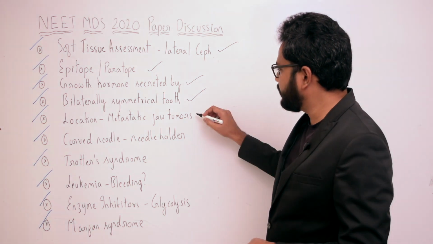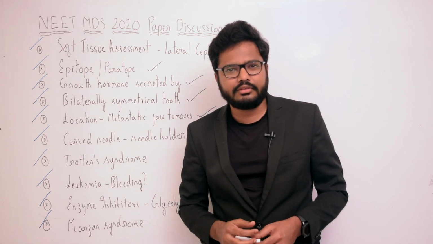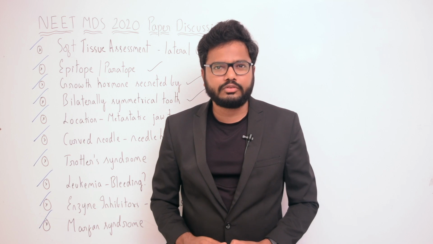Now moving on to the next question, the common location in jaws where you find metastatic jaw tumors. Based on literature review, here is some information. Metastases from primary cancers are more often to long bones, vertebrae and ribs. Metastases of malignant tumors to jaw bones are very uncommon and account for approximately 1% of all malignancies of the jaw. The most common location is the molar region of the mandible, followed by the premolar area, followed by the angle ramus area, followed by the condyle, and the least common being the coronoid process, right?